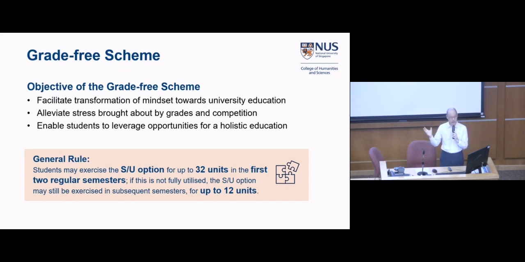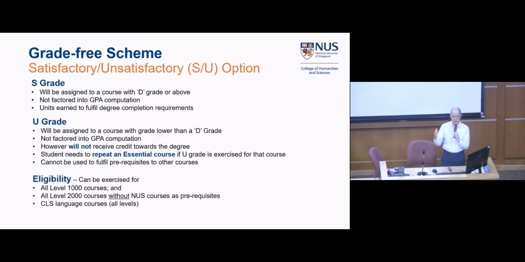For most students, this is 32 units. And if this is not fully utilized, then they can still utilize the SU option for up to 12 units for the subsequent semesters. So basically what the SU option means is that once you receive your grades, if you're not satisfied or not happy with the grade you received, you can exercise the SU option.